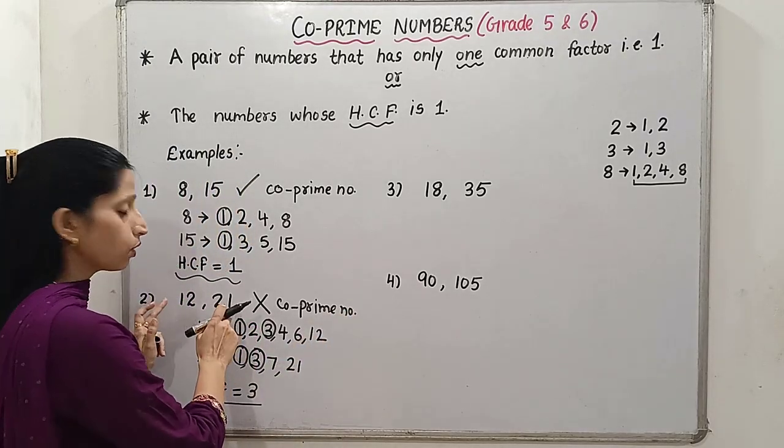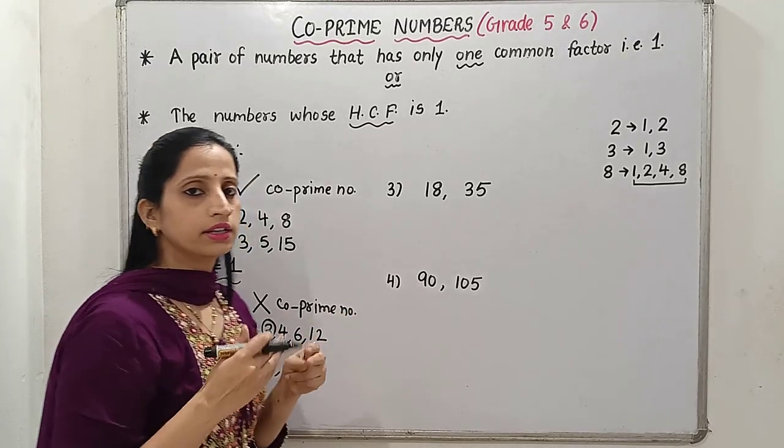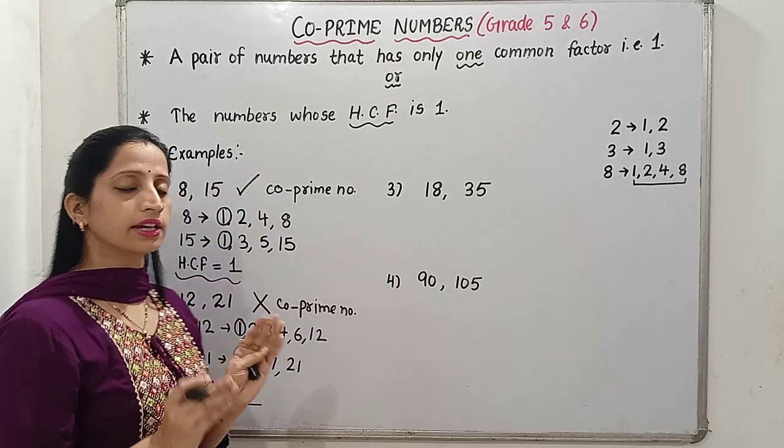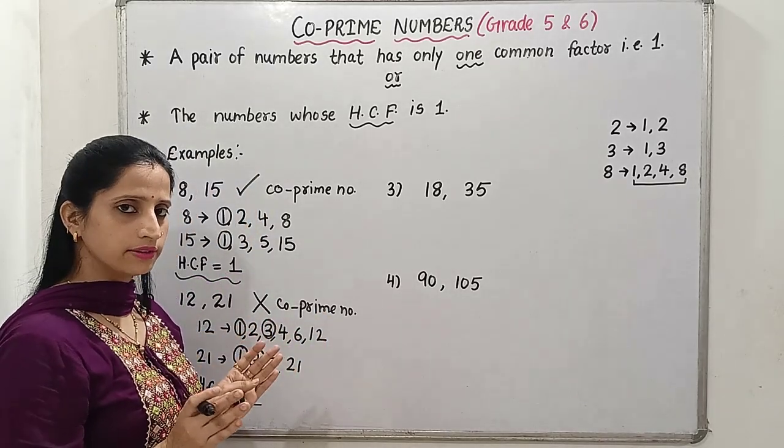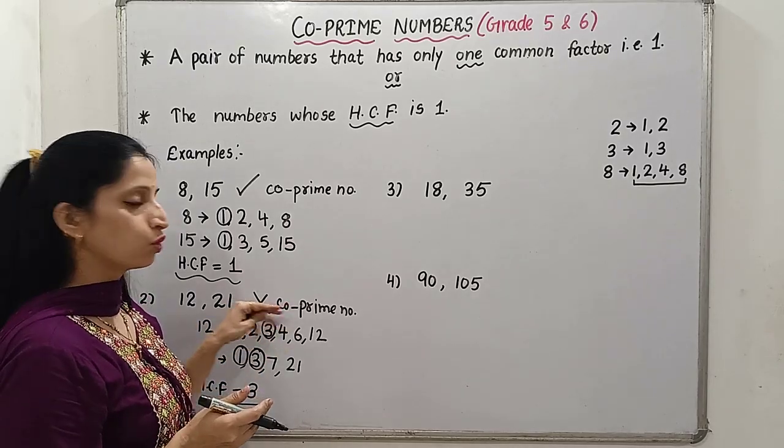Okay, by looking at the numbers only you will understand whether they are divisible by the same number, whether they have any other common factor apart from 1, and you will get to know about co-prime numbers.